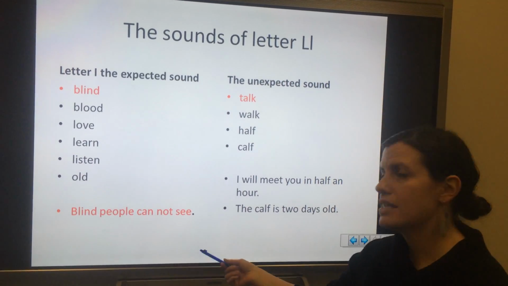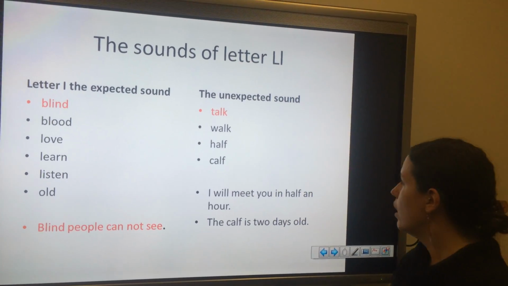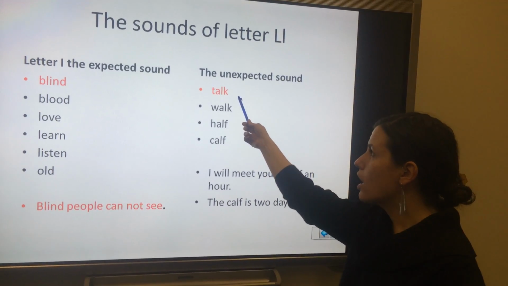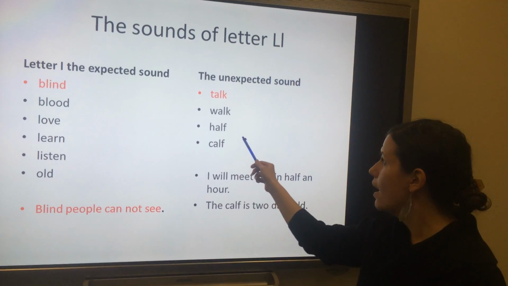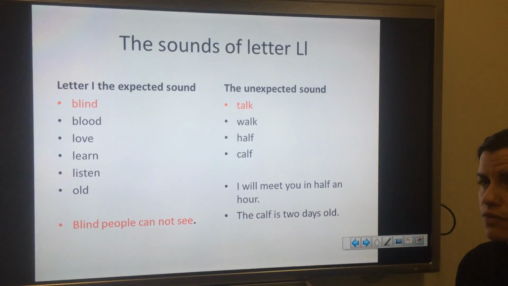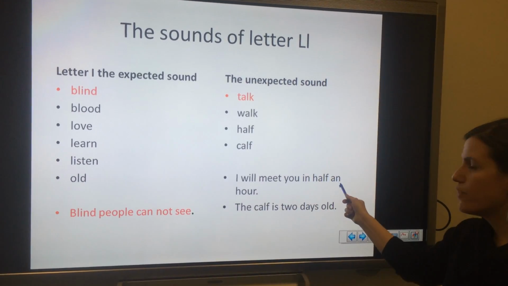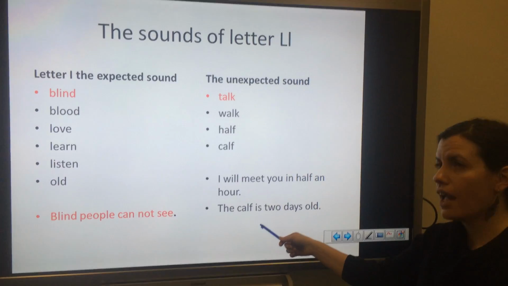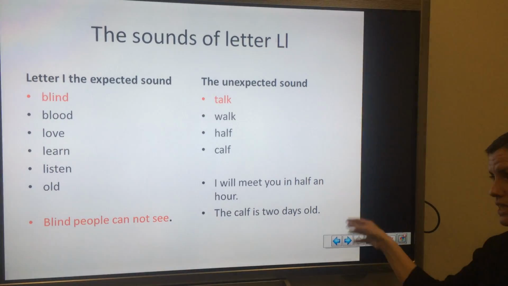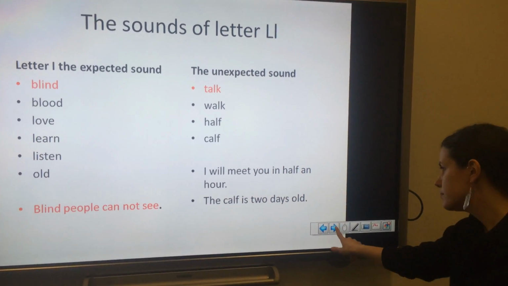Blind people cannot see. Now the unexpected sound. All of these 4 words have a silent L. Talk, walk, half, calf. The L is not pronounced in any of those words. I will meet you in half an hour. The calf is 2 days old. Practice that again and again until it's starting to become natural for you.